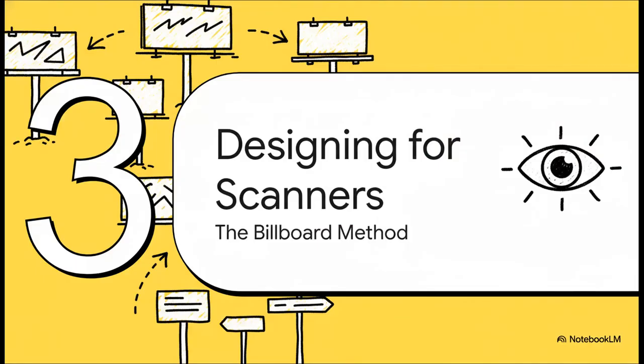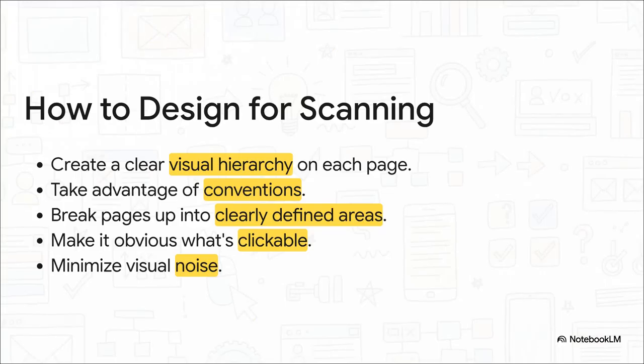Now, that might sound kind of depressing, right? Like nobody cares about our hard work. But actually, it's great news because it gives us a super clear mission. If people are going to treat your page like a billboard, then you just have to get really, really good at designing billboards. So how do you do that? Well, here are the key rules. First, create a clear visual hierarchy. Make the most important stuff look the most important. Use conventions, things people already understand, like a logo in the top left. Break your pages up into obvious sections. Make it super clear what people can click on.